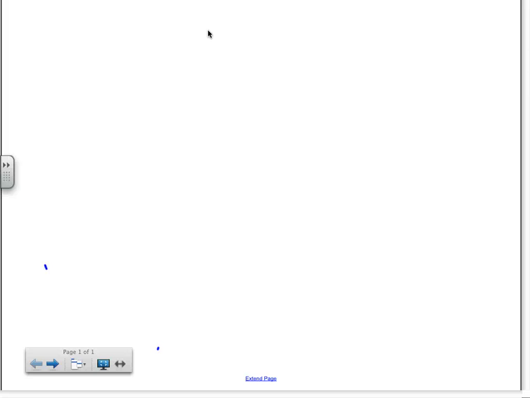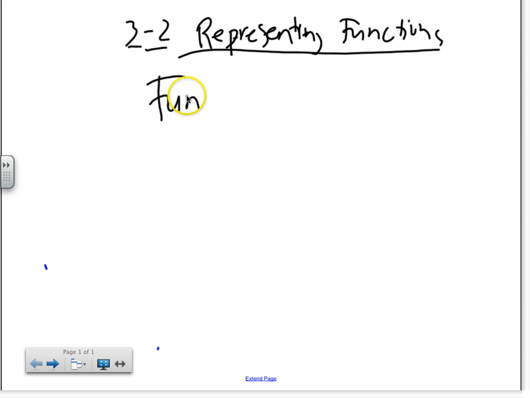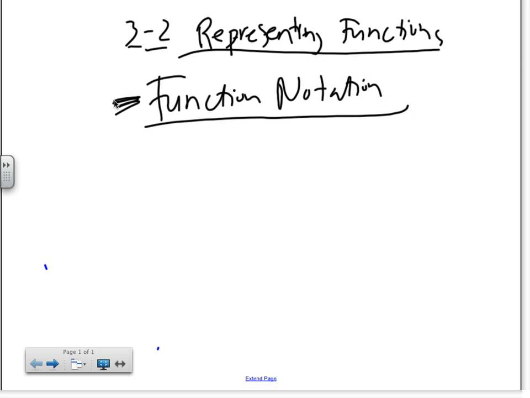Let's talk about that for a minute. So for this particular lesson right here, I want to talk about how you would represent a linear function. Oh man, I can't spell today, guys. Representing. Okay, and more specifically, function notation. Okay, this is what we want to focus on today, function notation.